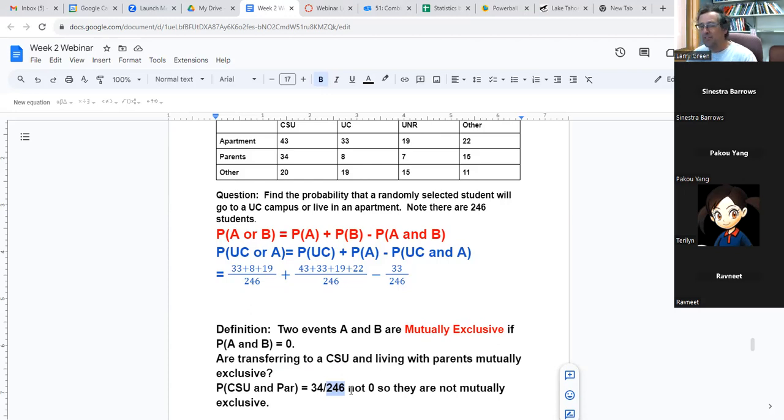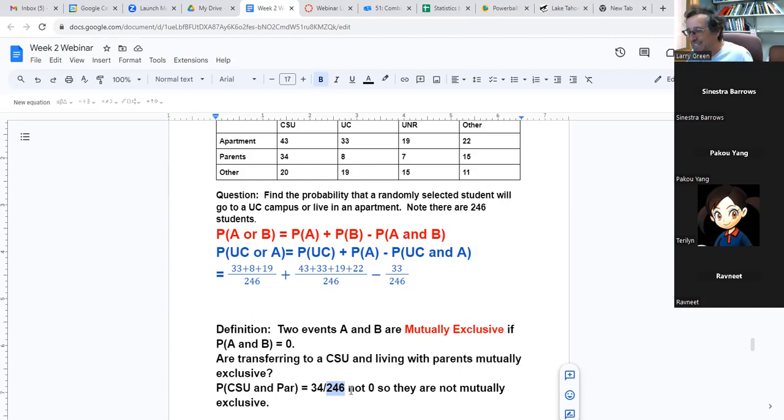Okay, let me give you an example of being mutually exclusive. Let's say A is the event that a person was born in California. Got it? And let's say B is the event that a person was born in China. Are A and B mutually exclusive? What do you think? Okay, well, let's think about it. What is the probability of being born in California and being born in China? Yeah, it's 0. You can't be born in California and China. That cannot happen. It's not possible.